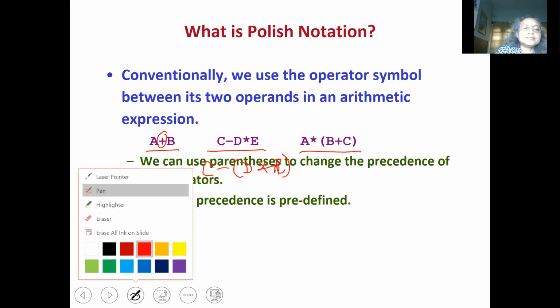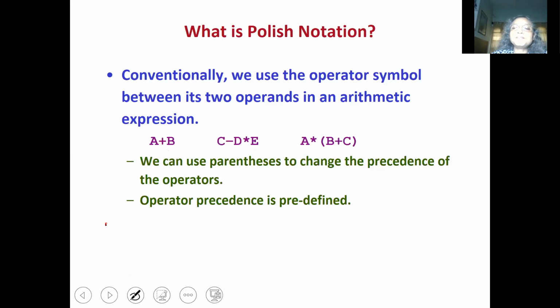Now, we can use parentheses to change the precedence of the operator. For example, when you say C minus D star E, first the product is performed and then the subtraction. If you want to do it in a different way, you can put a parenthesis here, which means first C minus D will be computed and the result will be multiplied by E. So there is a precedence of the operators. For example, you first do multiplication and division, then addition and subtraction. You can change this precedence by putting parentheses, and there are predefined operator precedences.